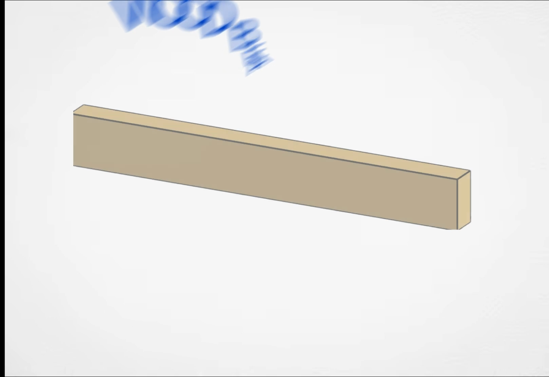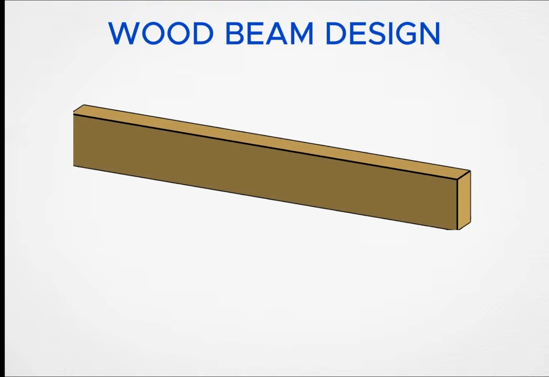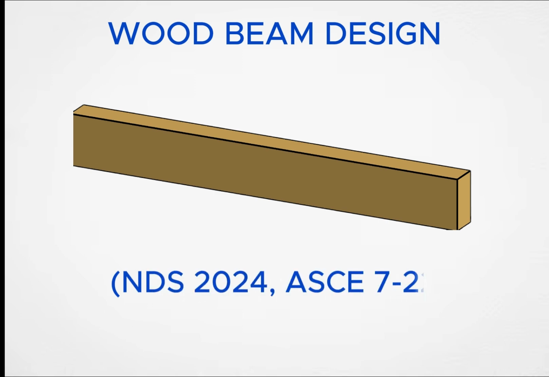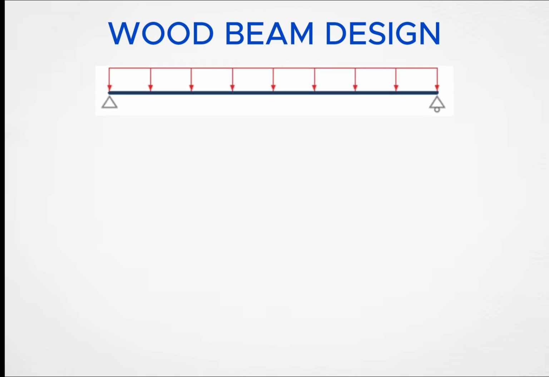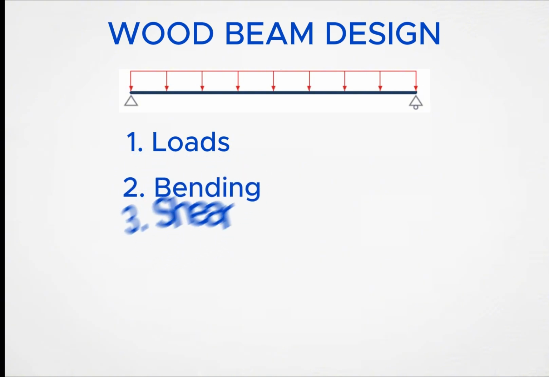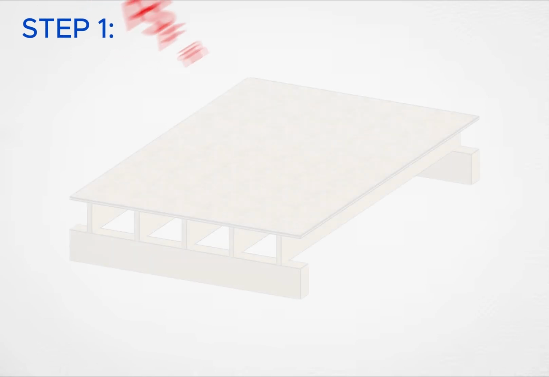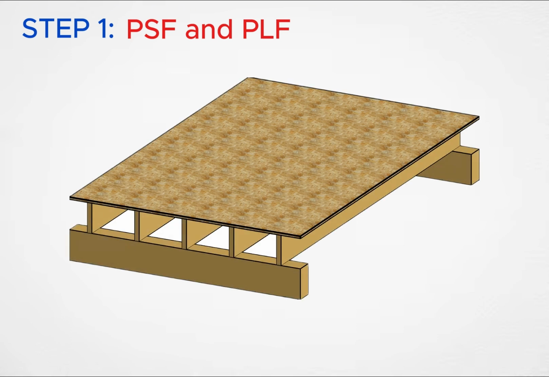In this series, we're going to learn how real engineers design wood beams step by step using actual examples and US building codes. We'll start with loads. Then we'll learn how beams receive those loads, how engineers calculate bending, shear, and deflection. And eventually, we'll size a real wood beam from start to finish. Today is step 1. Understanding the difference between PSF and PLF.